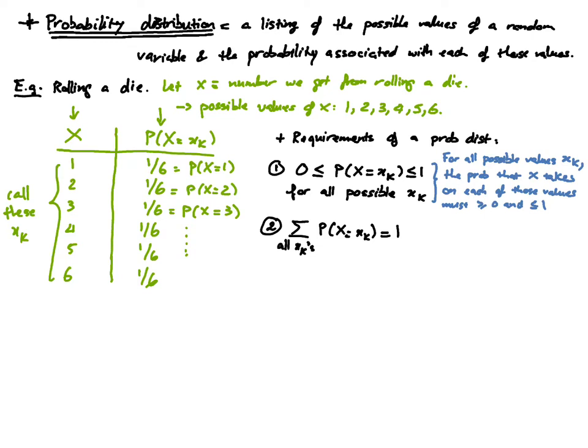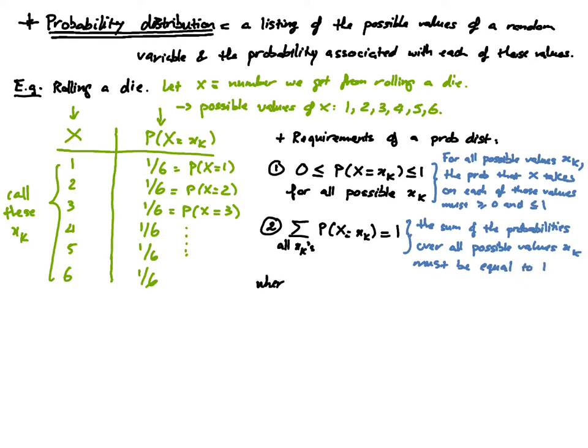And then the second requirement says that the sum of the probabilities over all possible values x sub k must be 1, must be equal to 1, where x sub k denotes a possible value of the variable x.